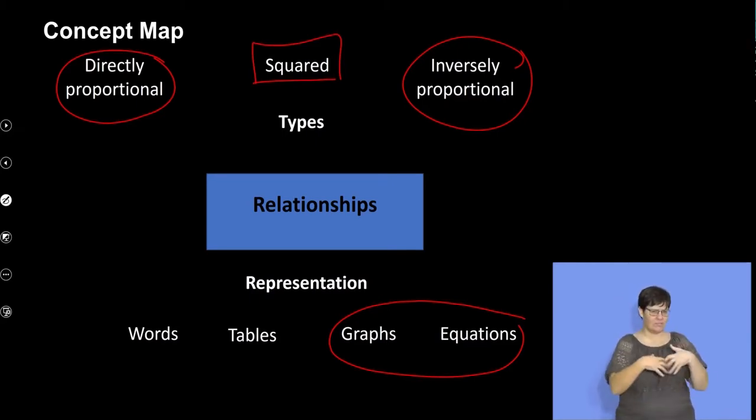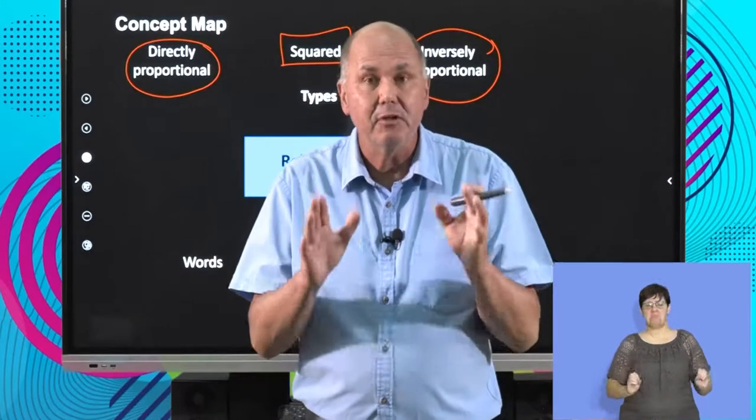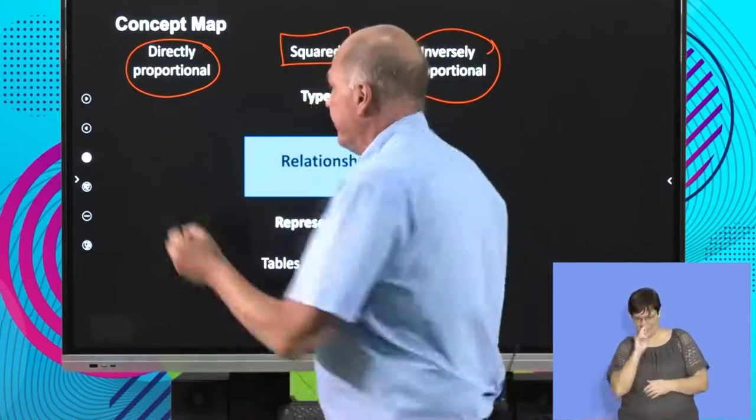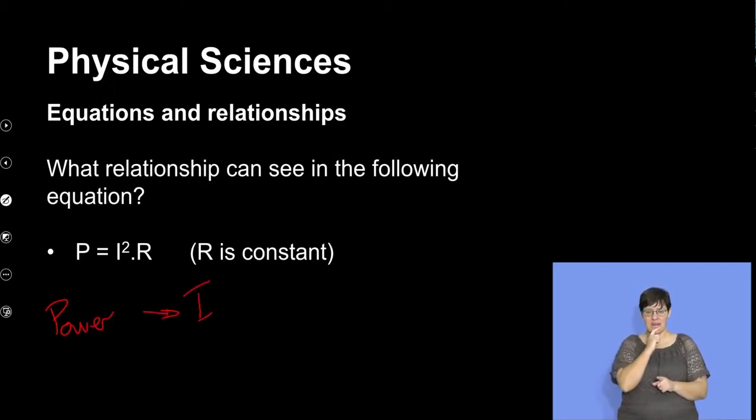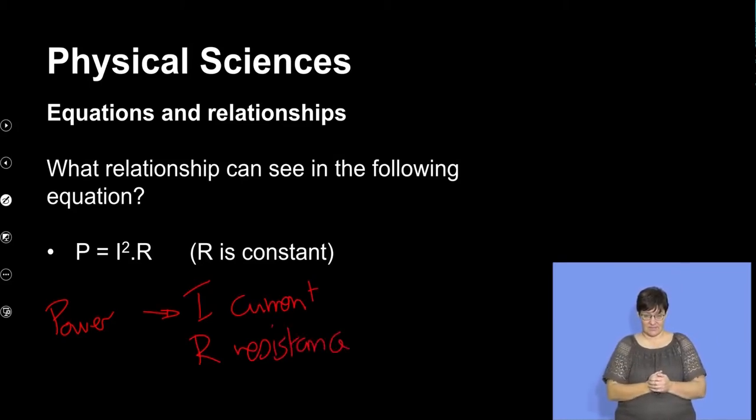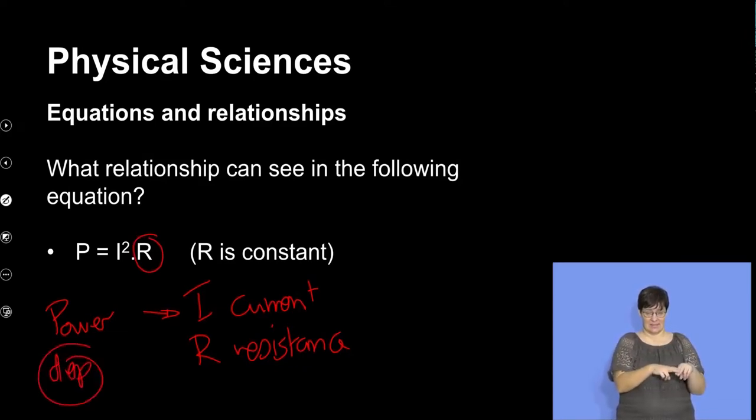And you know what? There's no new tricks here. It's just the same sort of thing as we've done before. But let's have a look. So here we go. Here is an equation of power, the relationship of power related to current, I, the current in a circuit, and R, the resistance. And as you can see, R is constant. So in effect, we've got P as the dependent variable, and the current is the independent variable.